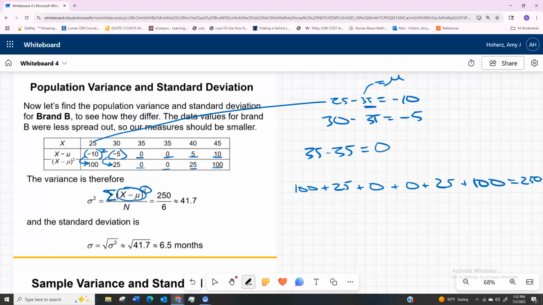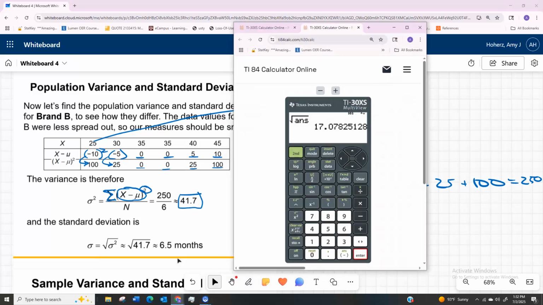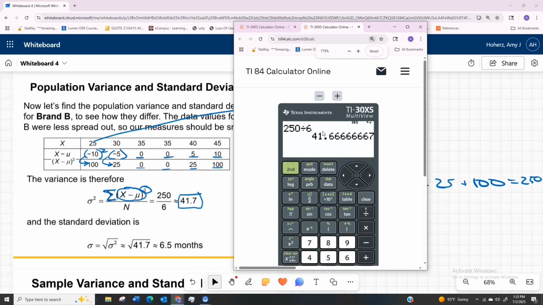Remember, before we had 1750. So we get 250 as the sum of the squares of the differences, and 250 divided by 6 rounds to 41.7. Pull the calculator up real quick. So 250, clear this out. 250 divided by 6, I get 41. I have 6's repeating again, so that rounds to 41.7.